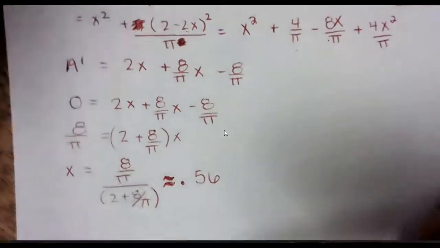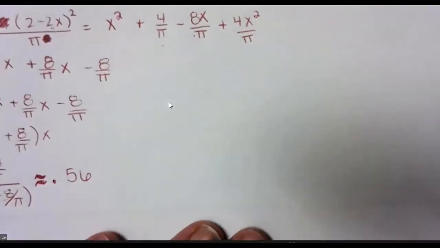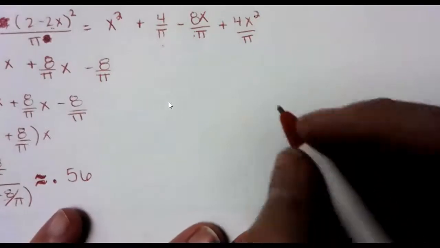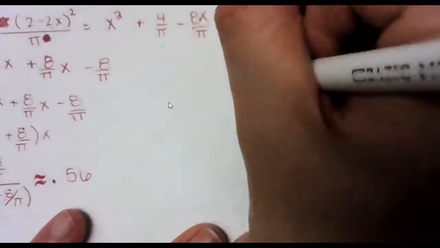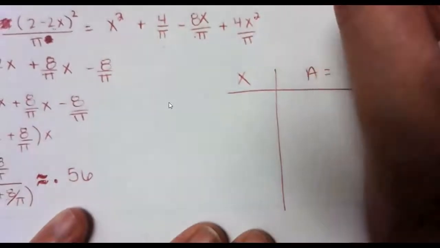However, according to our candidates test, it's important to check that. So that's kind of what that table I gave you on 9 was doing. So you have your x, and then you have your area.